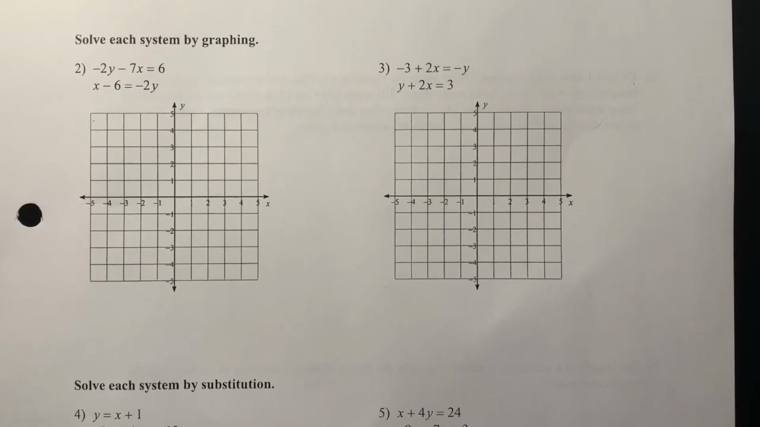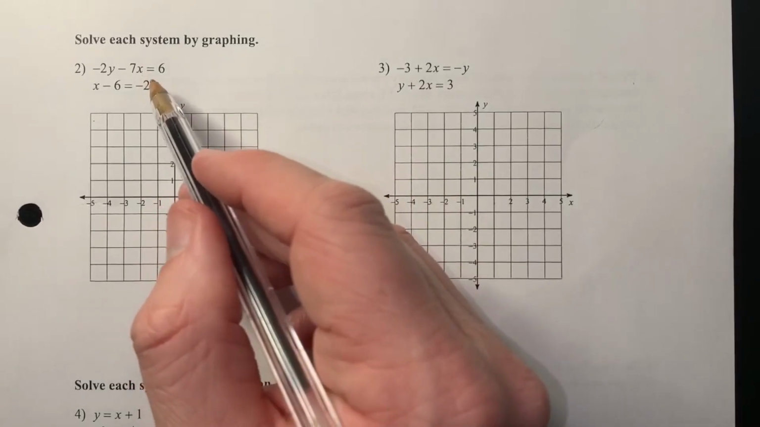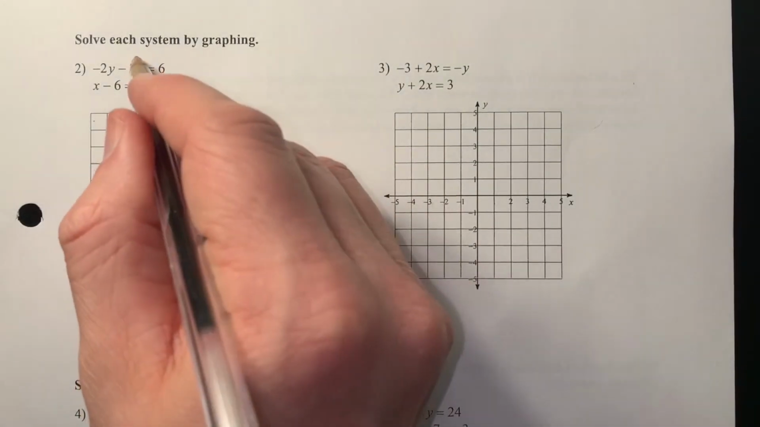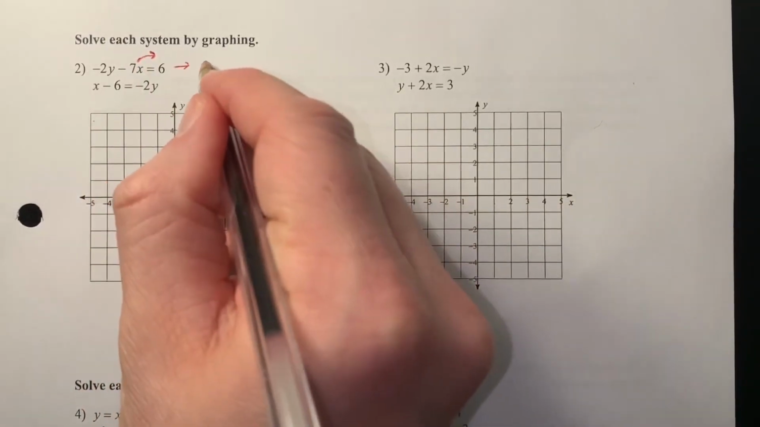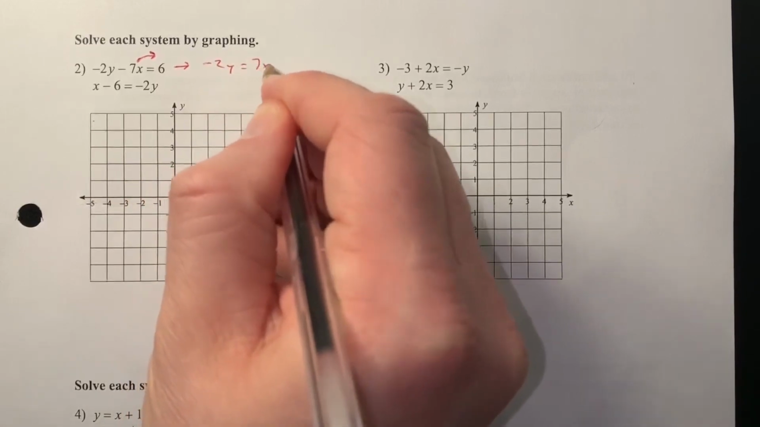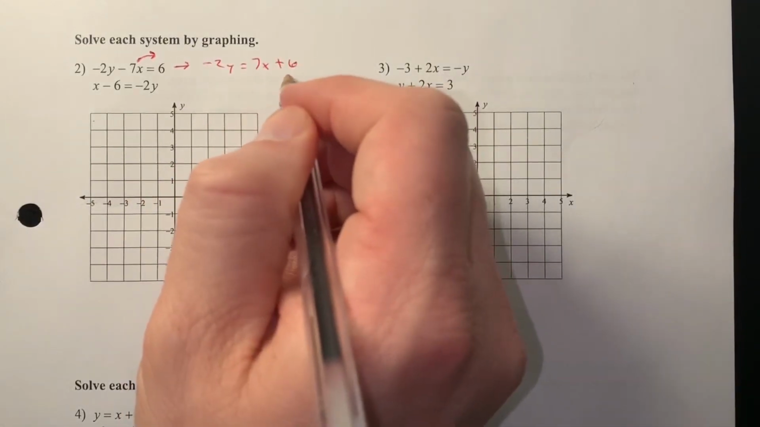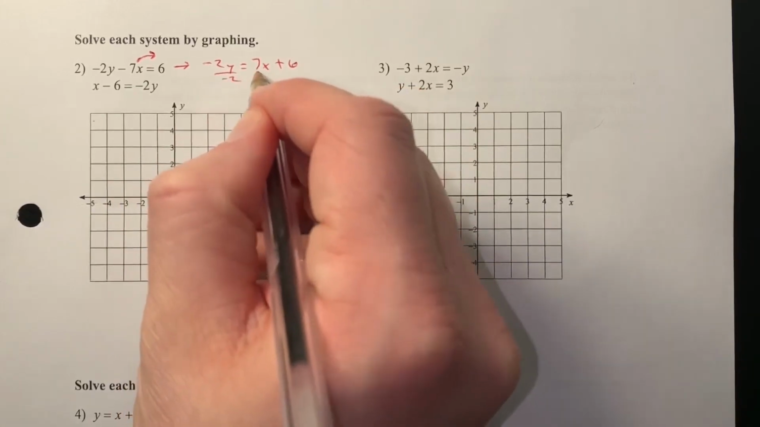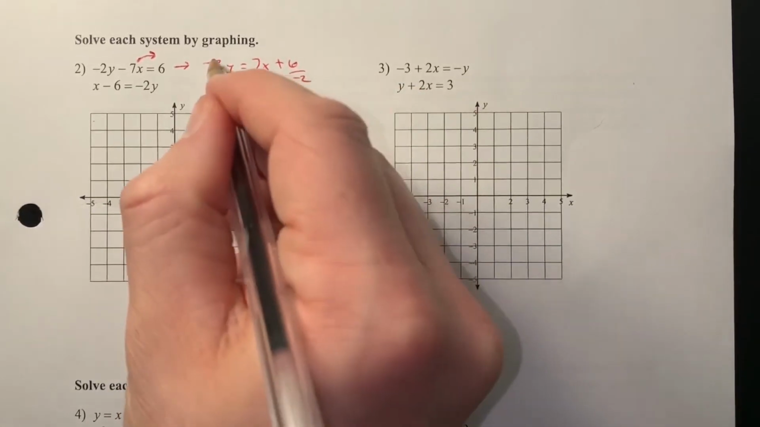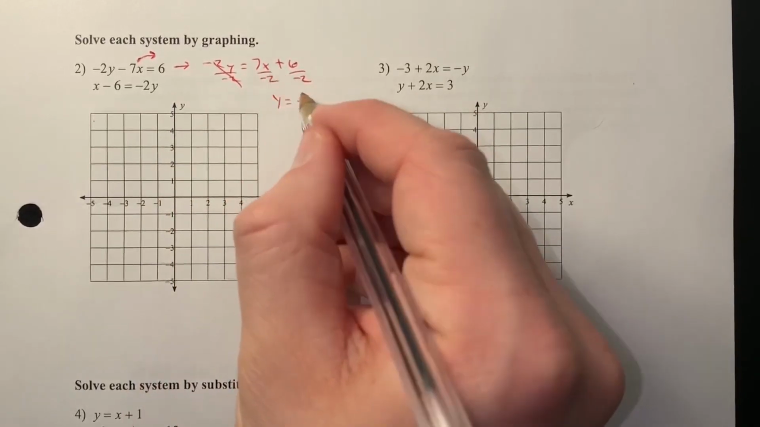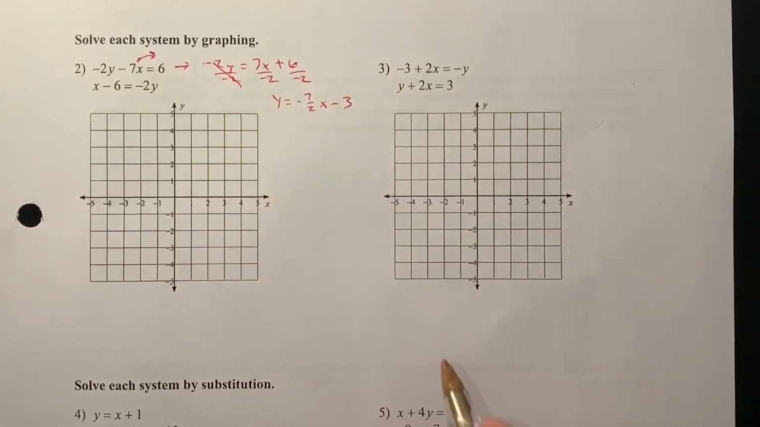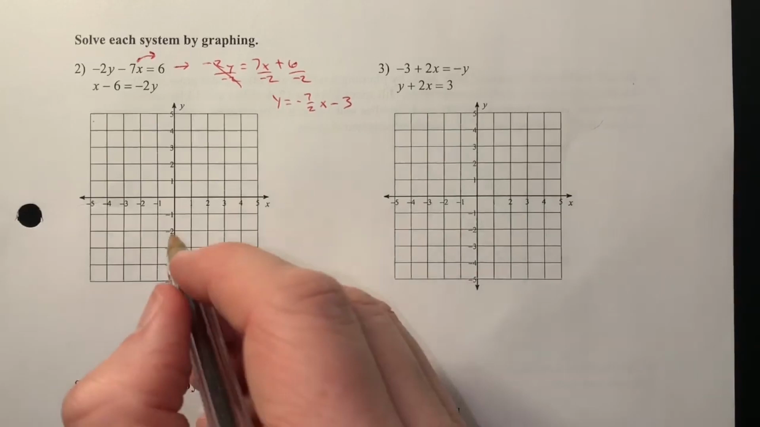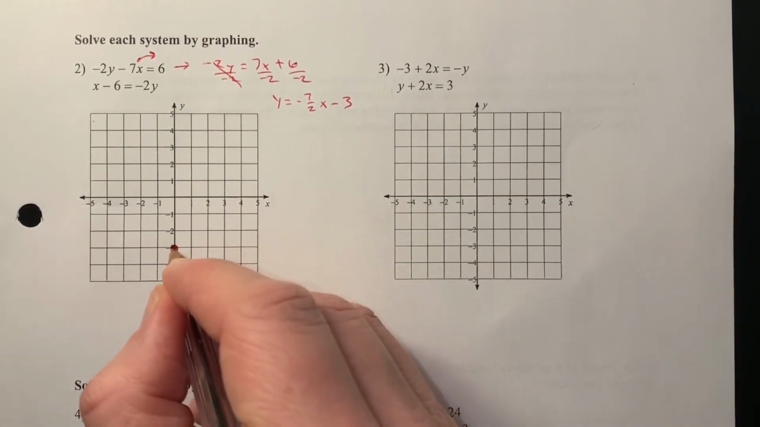Next, we're going to solve systems of equations by graphing. Probably the easiest way for both of these is to get y by itself. So in this first equation, I can move that negative 7x to the other side of the equation, and I'll get negative 2y equals positive 7x plus 6. And then I can divide every term by negative 2. So that's y equals negative 7 halves x, and then 6 divided by negative 2 is negative 3.